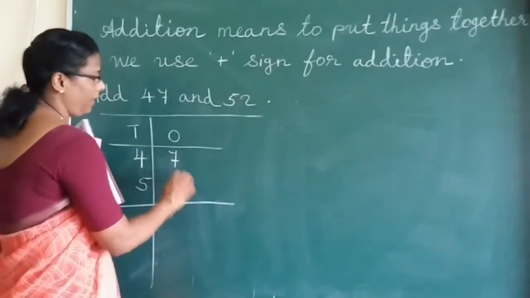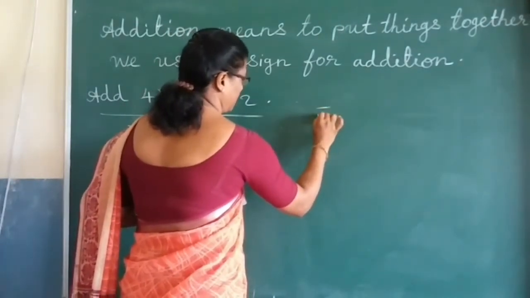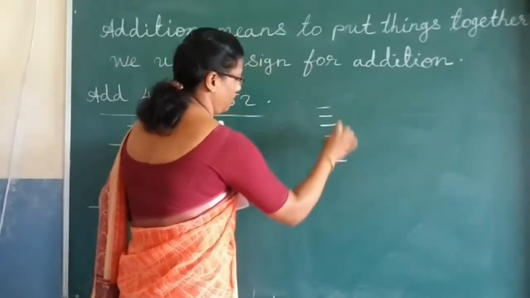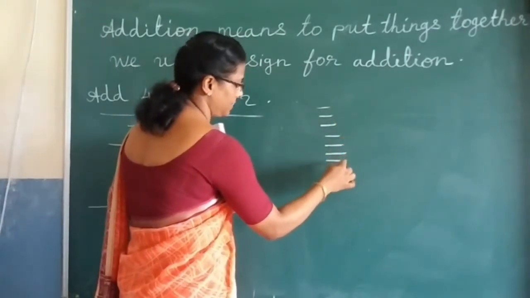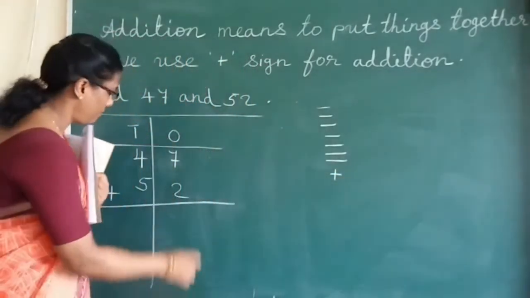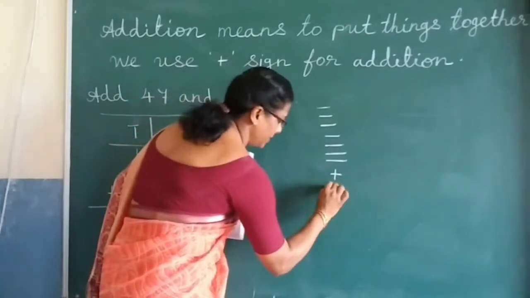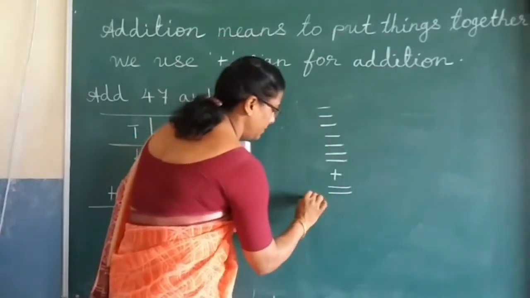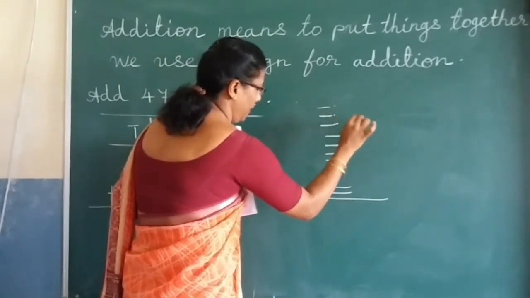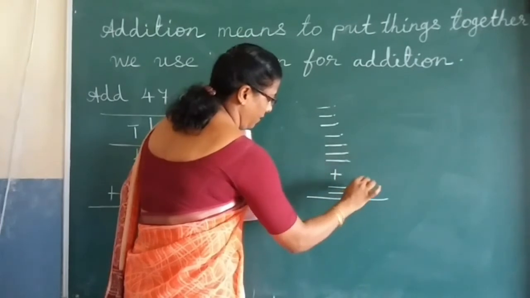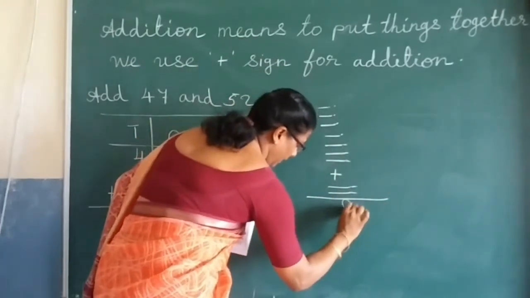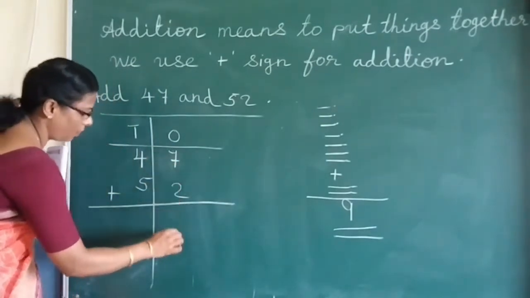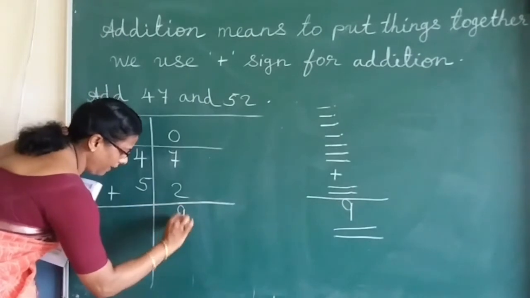First, draw 7 lines. Here, 1, 2, 3, 4, 5, 6, 7. Plus 2. Draw 2 more lines. Counting the total lines, then we'll get the answer. 1, 2, 3, 4, 5, 6, 7, 8, 9. 9. Write it in the 1's column. 7 plus 2 is equal to 9.